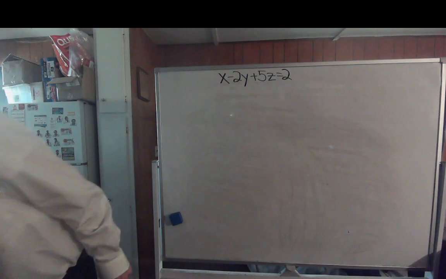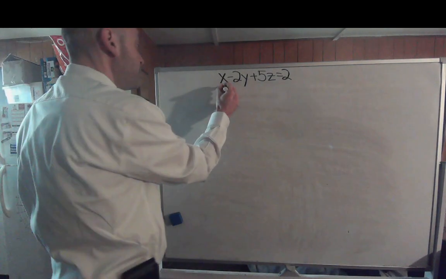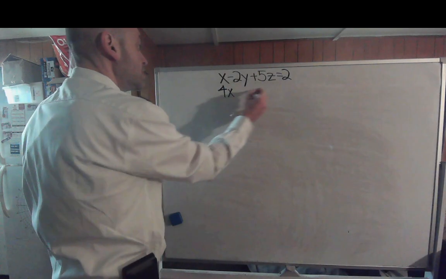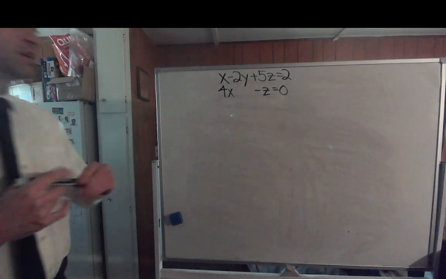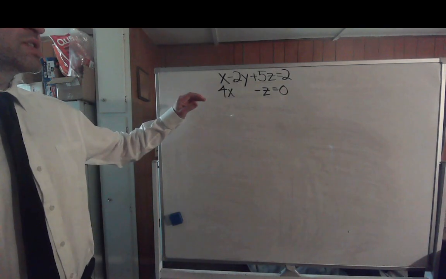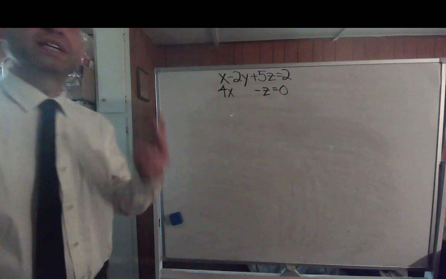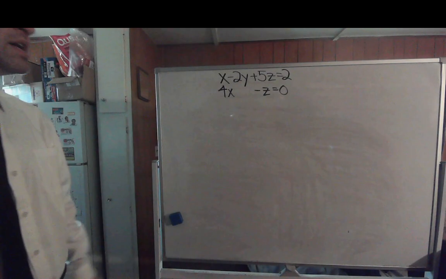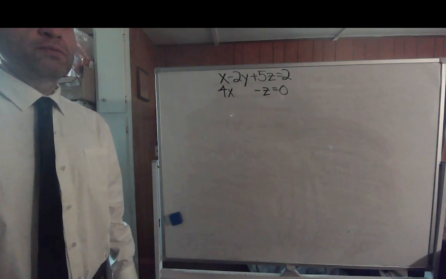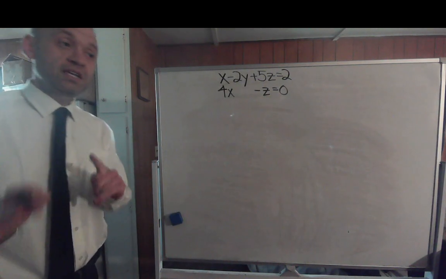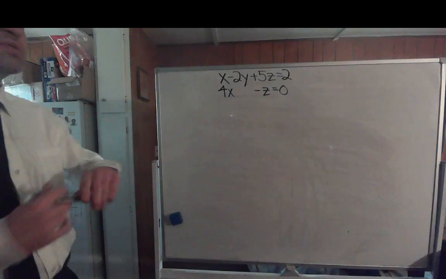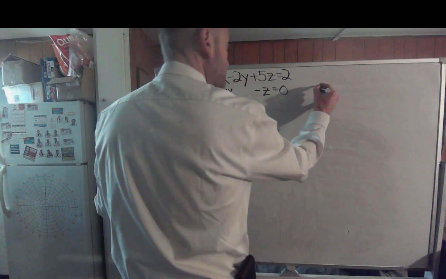And then you just have 4x minus z equals 0. So you have a system of equations with 3 variables but only 2 equations. So you're going to go from no solutions to infinitely many solutions. If you have fewer equations than you do variables, there's going to be infinitely many solutions.